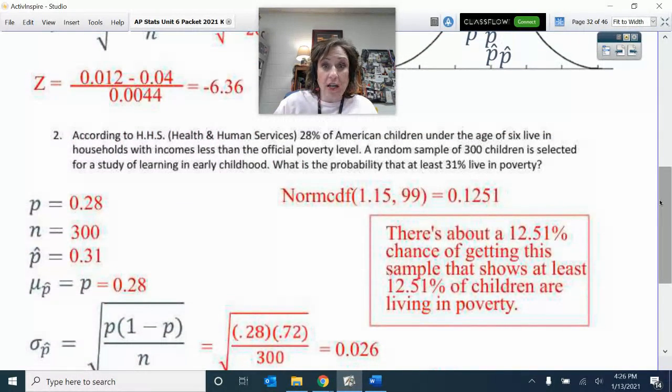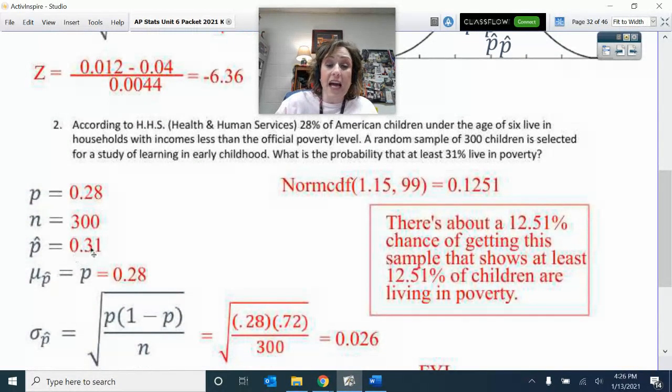Next, we were talking about poverty level of children. 28% was that current poverty rate. And then they got a new sample, and the new sample they got was 31%. So does this indicate that the poverty level in children has increased? Definitely something we'll be interested in with the major changes that have been happening recently, this past year, especially with all the COVID and everything.